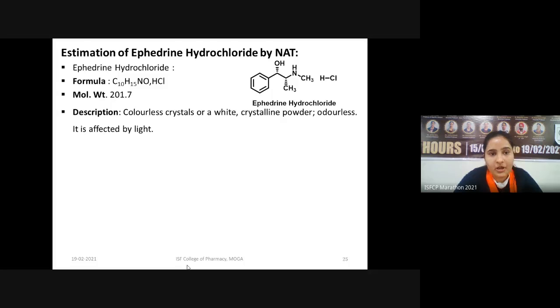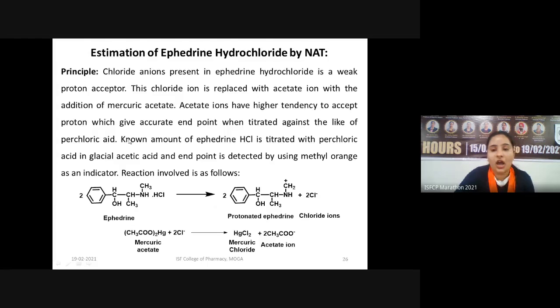First of all, ephedrine hydrochloride has the molecular formula C10H15NO, and with that hydrochloride is associated. The molecular weight of the compound is 201.7. It is colorless crystals or white, and exists in a crystalline form. It is odorless and it is light sensitive. It is affected by light. How is the estimation of ephedrine hydrochloride done? We will be discussing the procedure.